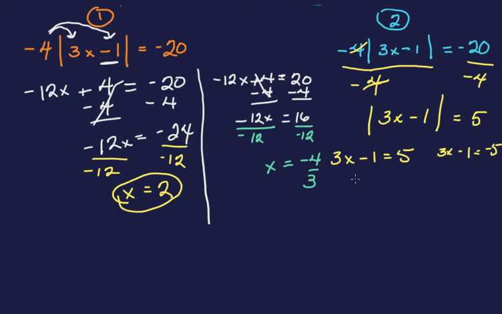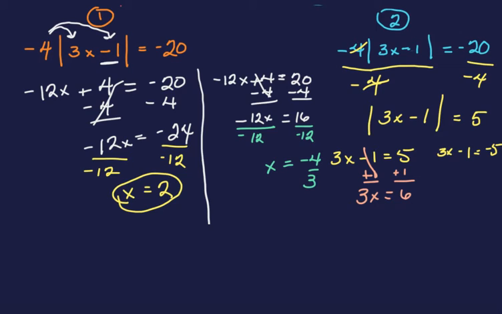Okay, so let's go ahead and do the math. We're going to add 1 to both sides. And that's super simple, right? This goes away, this becomes 6, and 3x equals 6. Well, look at that.